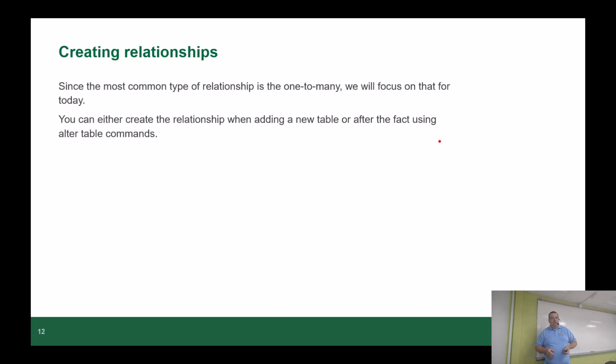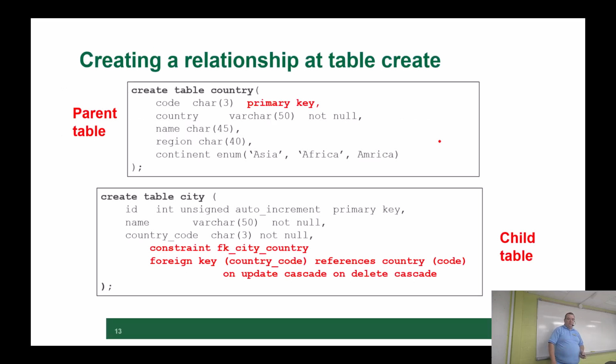Okay. So when you create the relationship, you can create it when you create the table, or you can add it on after the fact. So here are our two tables from our world database, country and city. Again, country code is our primary key. It's this bad boy right here.